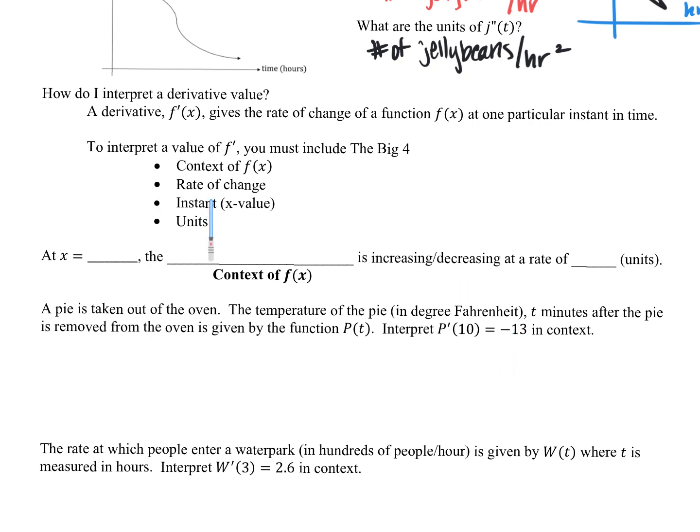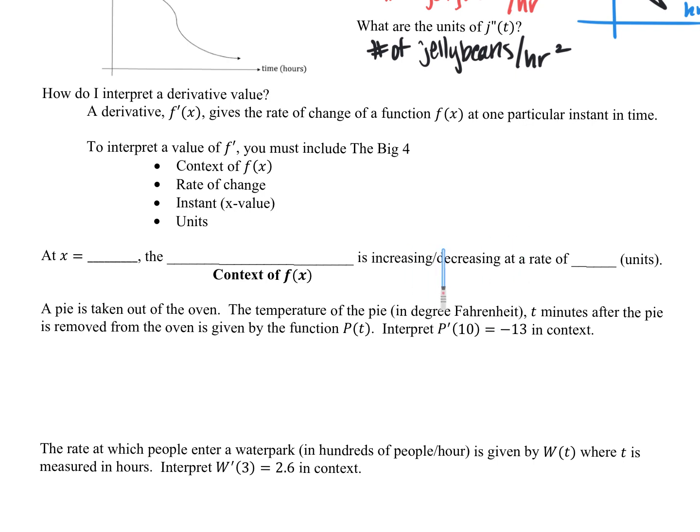They want that context. So when it says interpret, you better include context of the function, the rate of change, because P prime just means a slope, which is a rate, the value, when it's happening. So they want to know, I'm not going to say it yet because I want you to say it, and the units. What would we say about this? P prime is the rate of change of the pie at T equals 10 minutes. The rate is doing what?